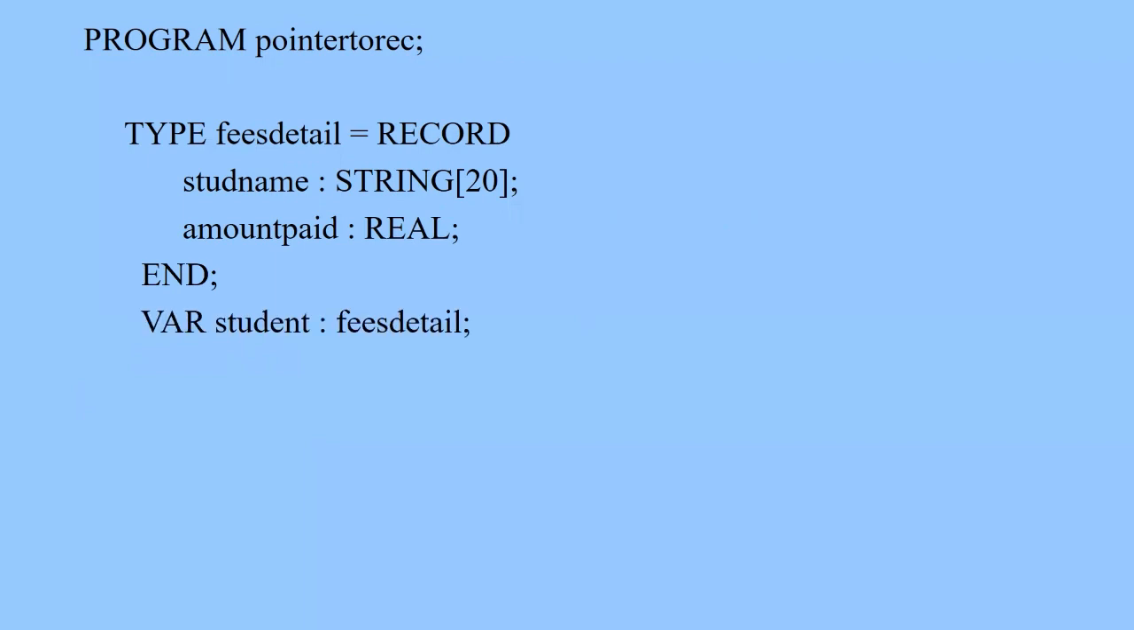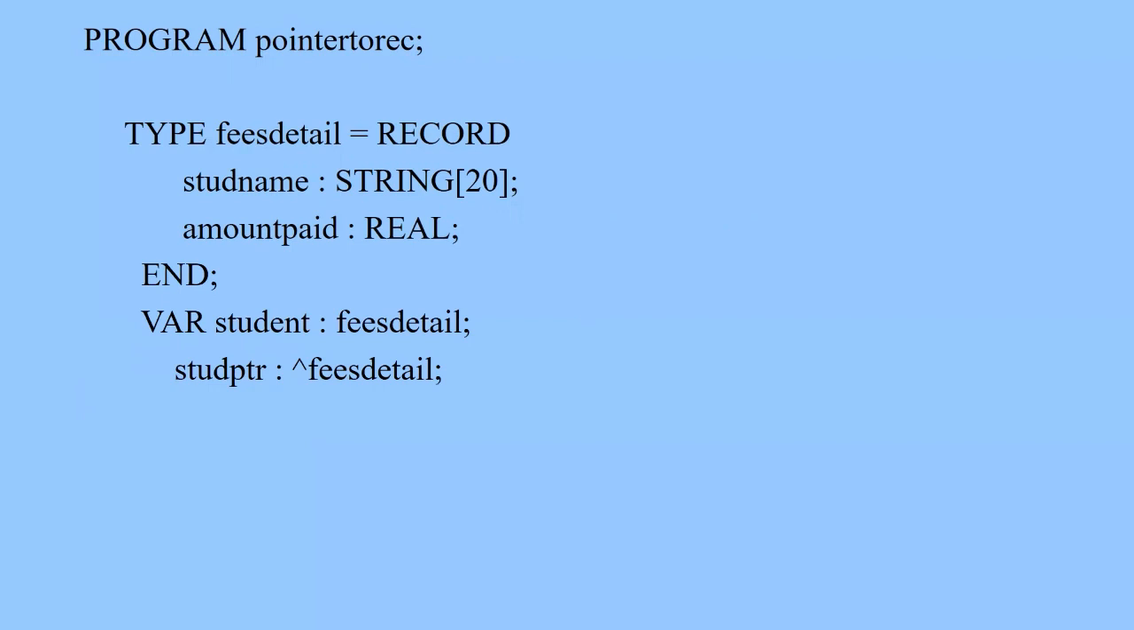So, type fees detail equals record. It has the following members: student name, string, whose size is 20. Then another member is amount paid of type real. And we have a variable to manipulate the content of that record. So this is an object or an instance of our record called student of type fees detail.